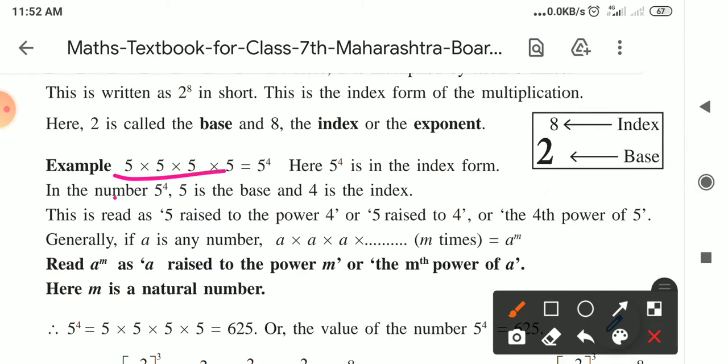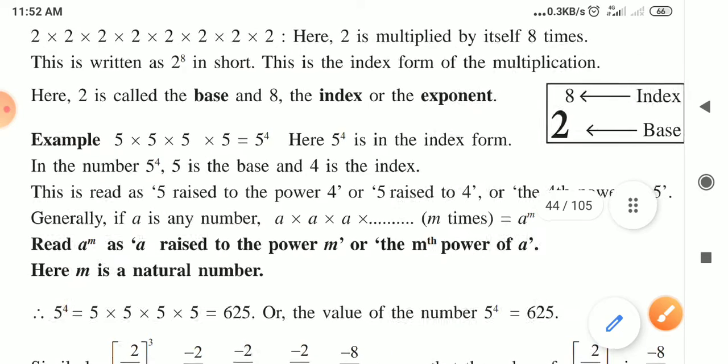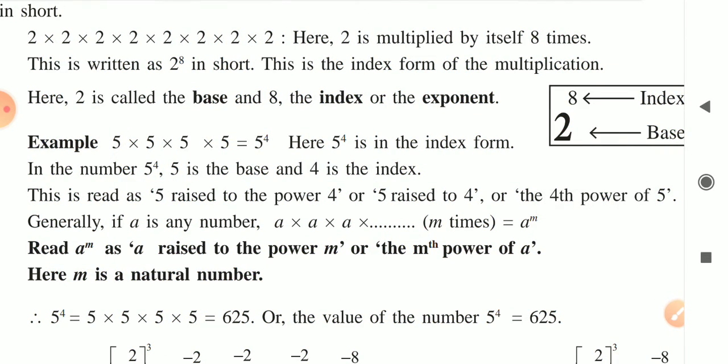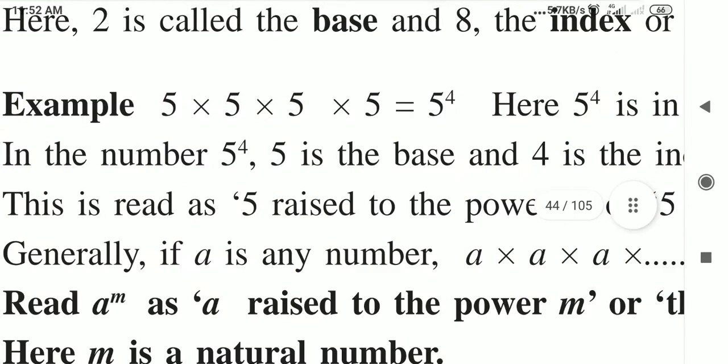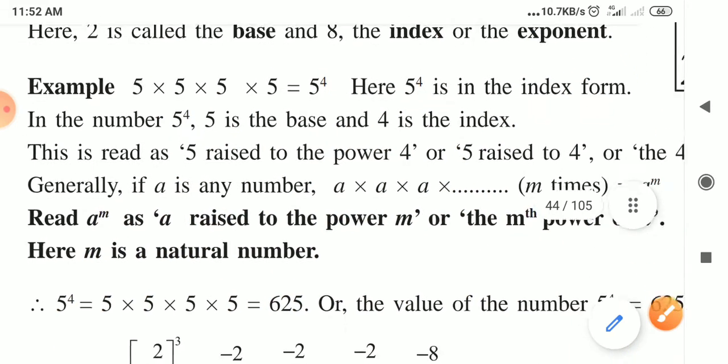Now 5's 4 times multiplication means 5 raised to 4. Here 5 raised to 4 is in index form. So in the number 5 raised to 4, this 5 is the base and 4 is the index.